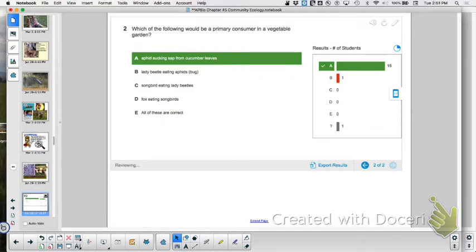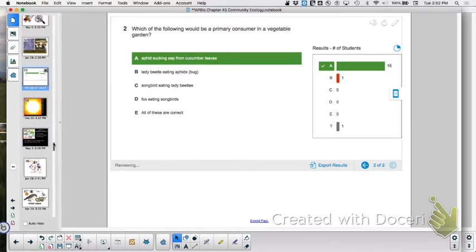Almost. We have one person who struggled on this. When they said bee, lady beetle, it's like a ladybug, eating aphids. Why wouldn't that be a primary consumer in a vegetable garden? Aphids are the primary consumer. The lady beetle is a secondary. Good.